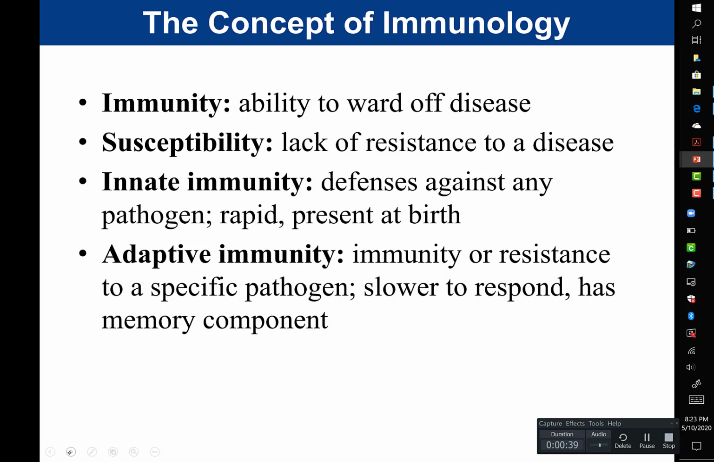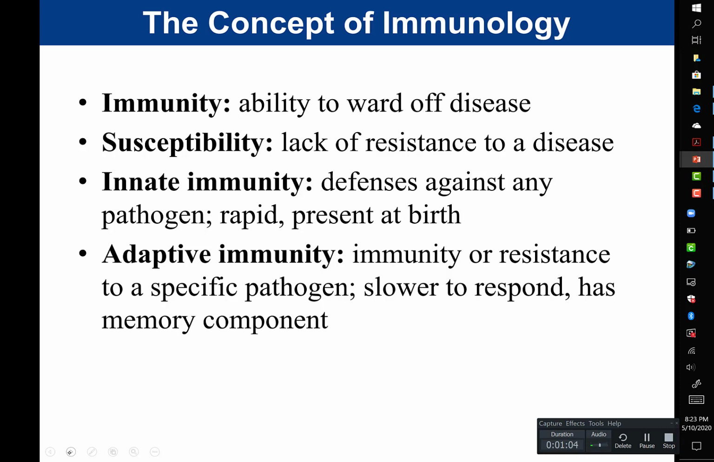Innate immunity is the defense against any pathogen. It's rapid, it's present at birth. So this is the branch of your immune system that is non-specific. It targets any pathogen and it's always there. So we call that innate immunity. It's built in, it's present at birth, it's not directed against a specific pathogen.